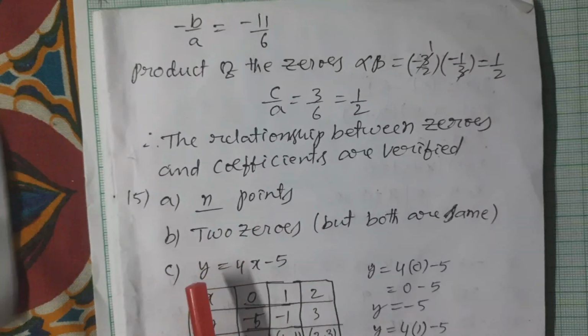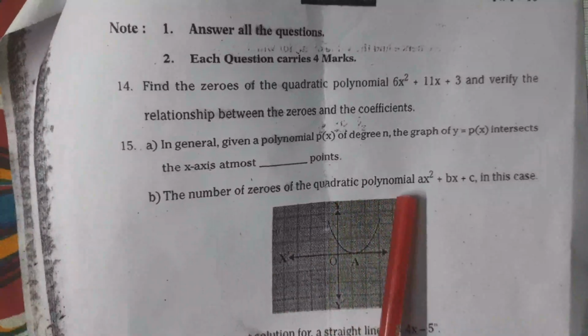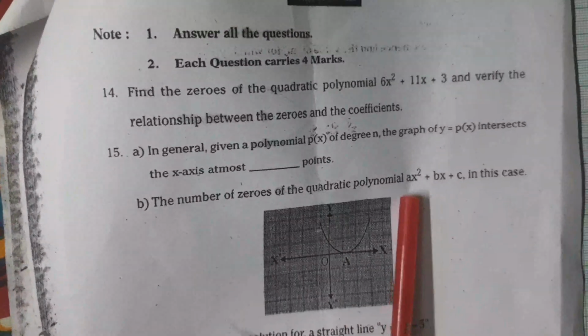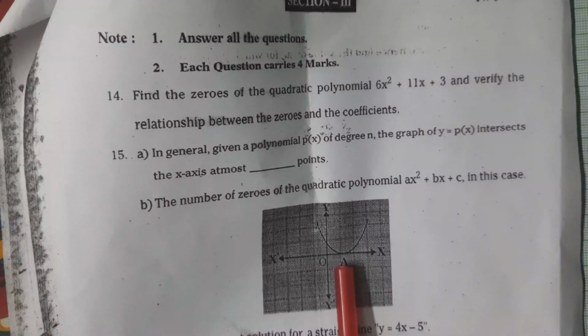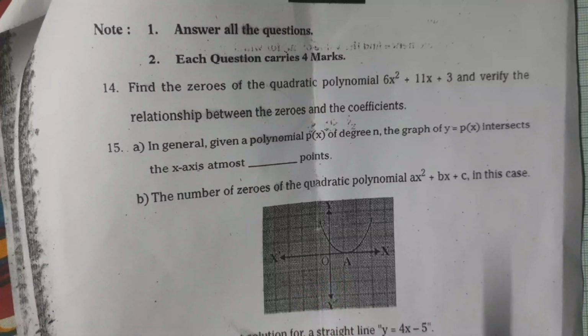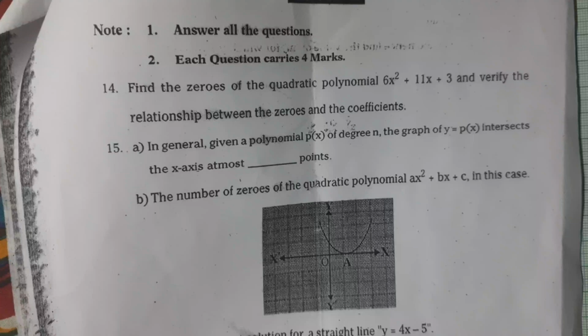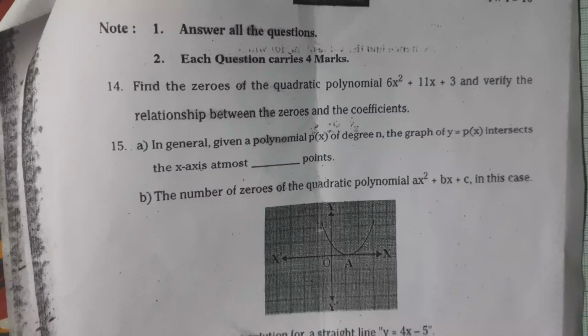Next, in the given question, see the diagram, the number of zeros of the quadratic polynomial. A quadratic polynomial means ax square plus bx plus c. In this case, there are 2 zeros at the same point only, because it touches at point A. For a quadratic polynomial, a parabola will come. Yes, this is a parabola. The 2 zeros are the same.